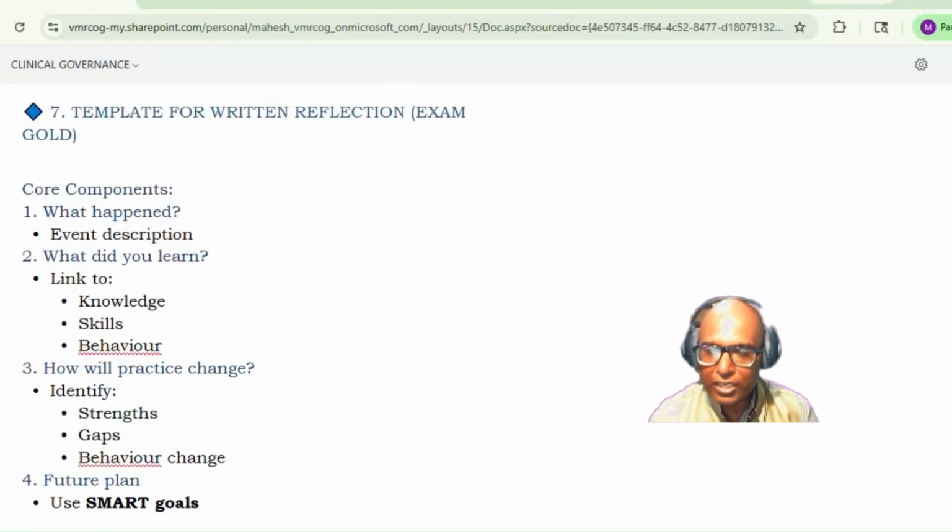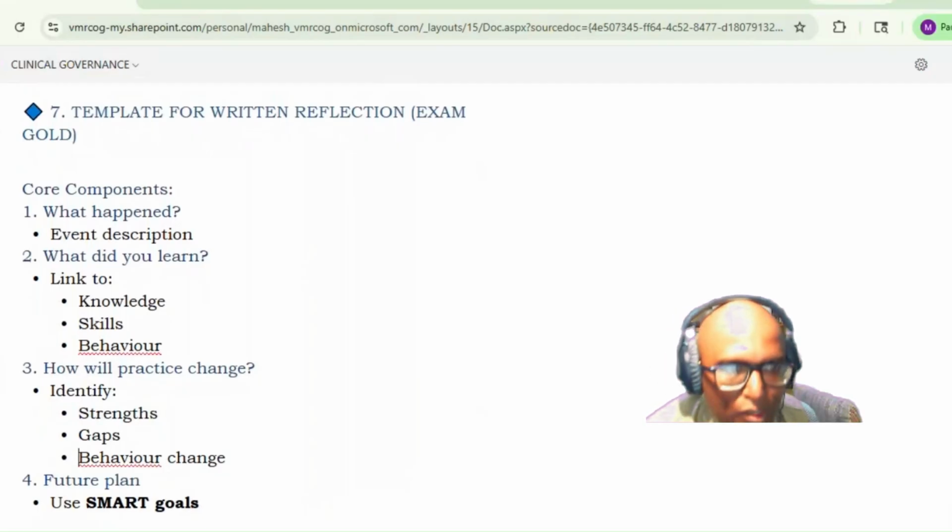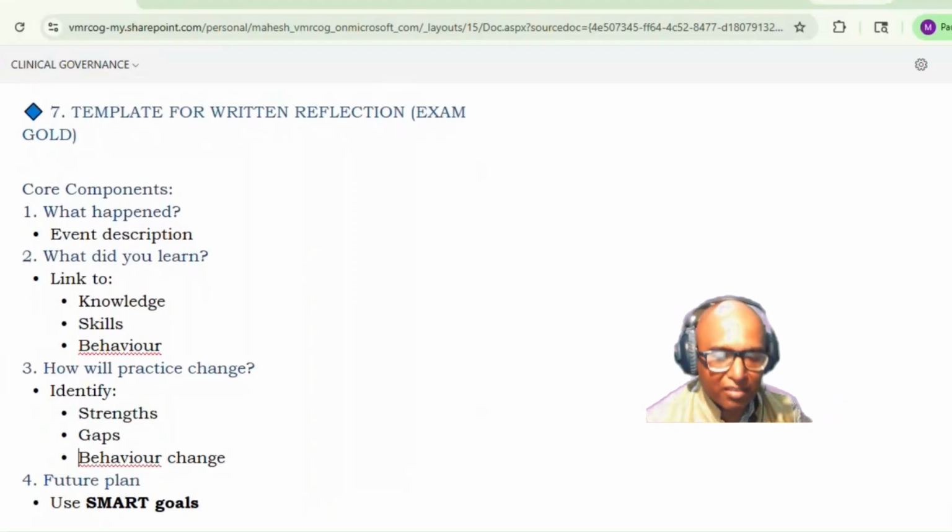Okay. Now, there should be some template for writing the reflection. The components of the template should be: what has happened, what did you learn from it, how will you practice the change, and what will be the future plans, or what will be your SMART goal. These are the points in the template. What has happened is the description of the event. What did you learn will be related to knowledge, skills, and behavior.